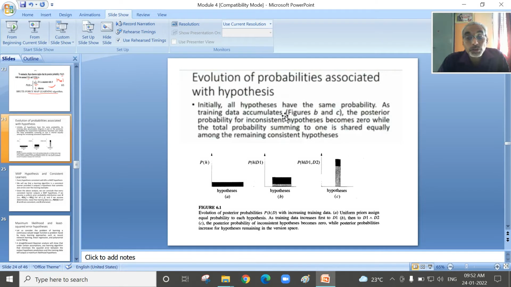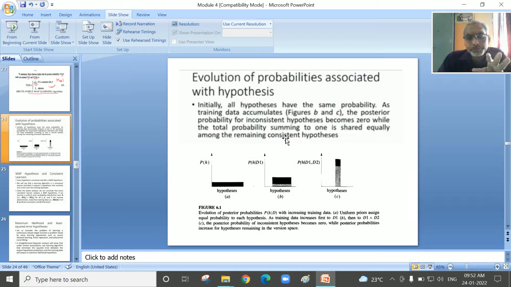So hello students. Today in this session, we are going to talk about the evolution of probabilities associated with our hypothesis. In the previous class, we have seen the brute force MAP learning algorithm. We are going to apply the concept of brute force to find the maximum a posteriori hypothesis. So today, evolution of probabilities associated with the hypothesis.